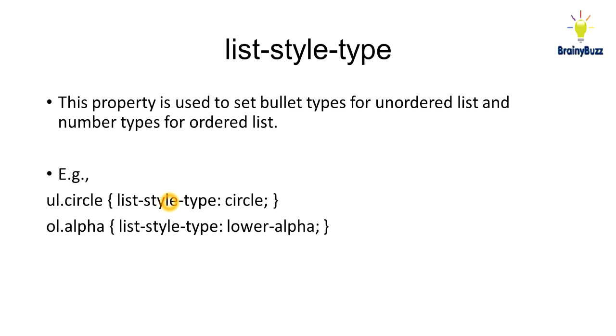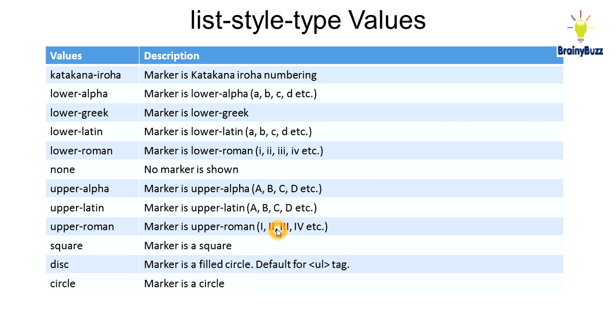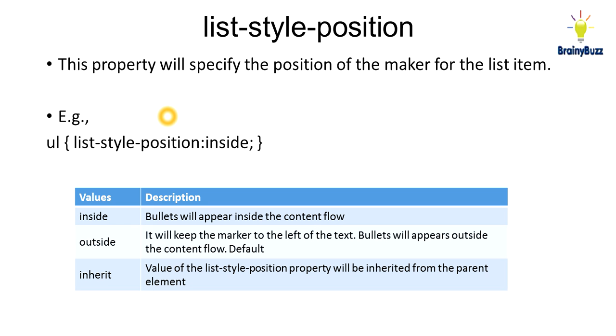After that, these are the different values that we have for the unordered and the ordered list. These are also the values. These are for the unordered list and others are for the ordered list.